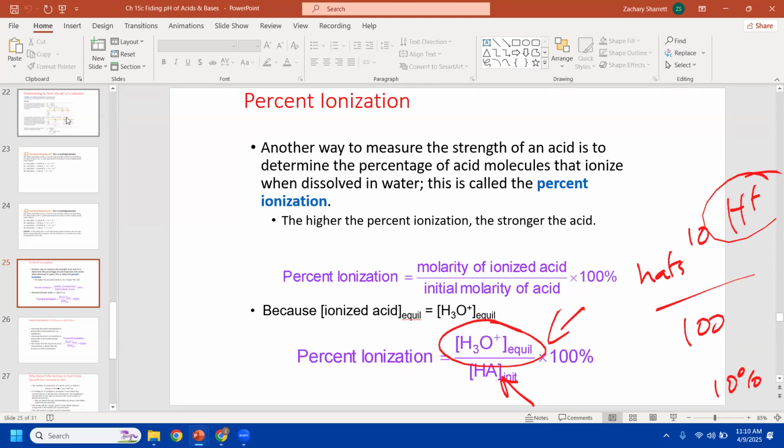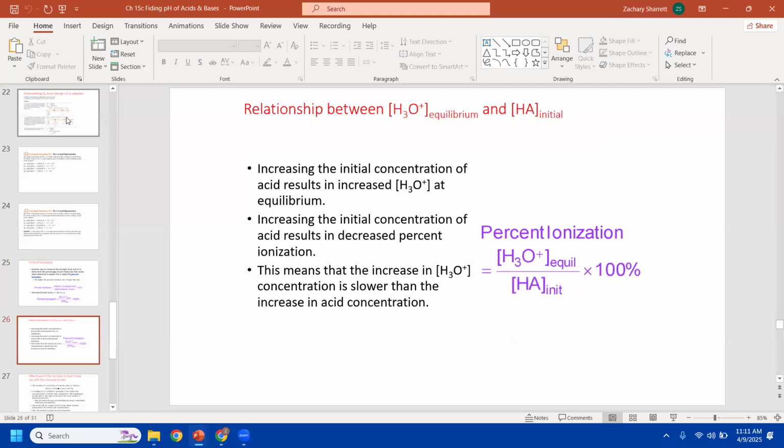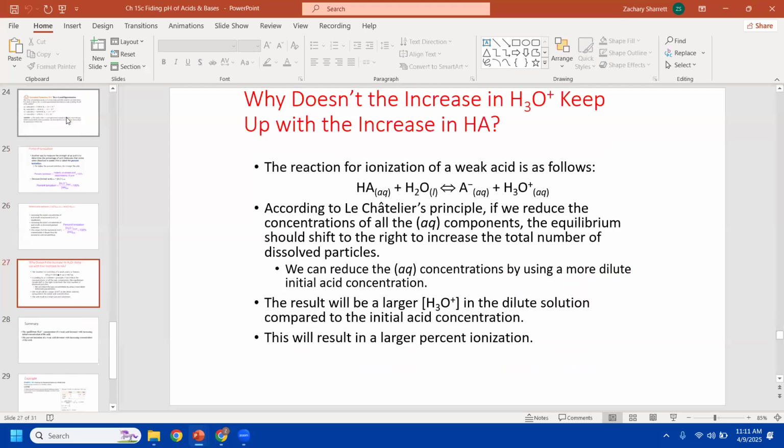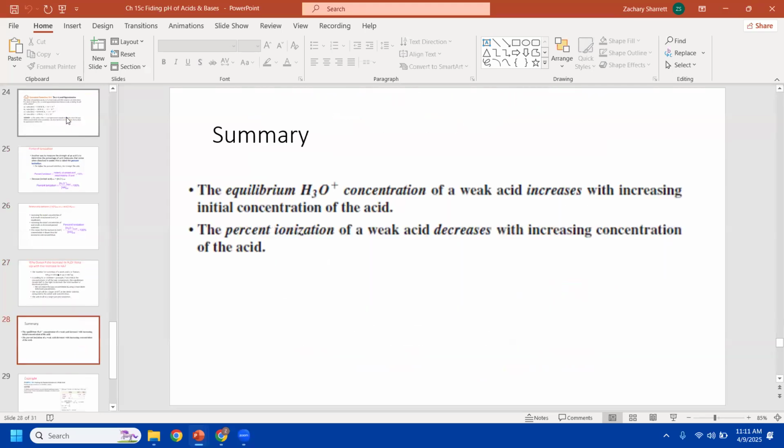Does that make sense? So basically, this is also the same thing we do when we check for the 5% rule, right? We see what X is and we divide it by the original concentration. So it's pretty much exactly the same. And that's how we're going to be calculating this stuff. So let's go ahead and do a problem.